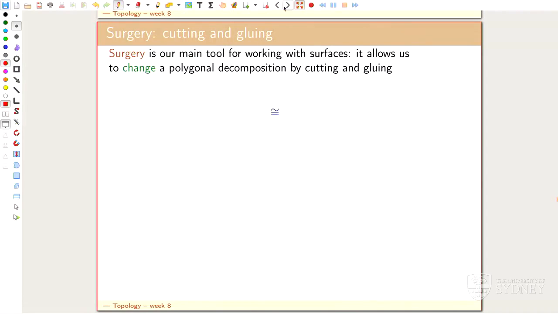Okay, so let me show you some of those moves that we're going to do, and the jargon here is surgery. So what is the goal? We would now try to understand surfaces using pieces of paper. So we need to understand the ways to move around pieces of paper which preserve our surfaces, because there are many polygonal decompositions of the same surface. And the tool to do so is called surgery. It's essentially a cutting and gluing thing. So we'll see how that works.